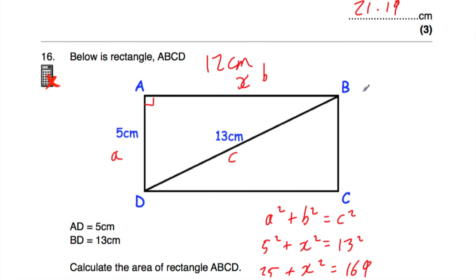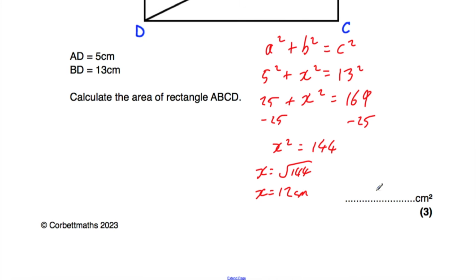In terms of our rectangle, the area of the rectangle will be the length multiplied by the width. The length of the rectangle is 12. The width of the rectangle is 5. So the area is equal to 12 multiplied by 5, and 12 times 5 is equal to 60 centimeters squared. So the area of rectangle ABCD is 60 centimeters squared, or 60 square centimeters, and that's it.